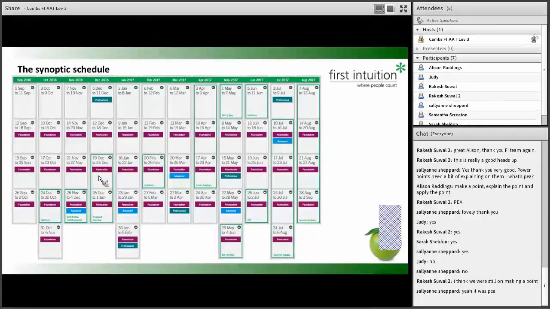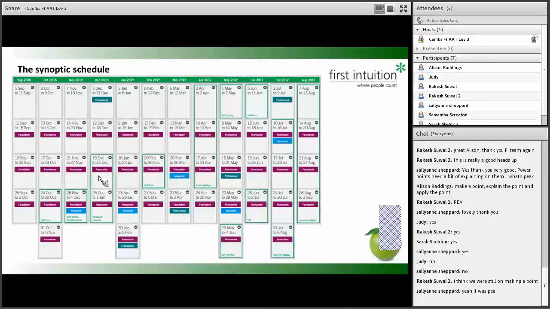This is available on the AAT website. They update it at the moment. We've got it through to December. I think we might now have the next 2018 dates through. Planning for your synoptic assessment is really, really important. We have these weeks when the professional synoptic assessment is available.